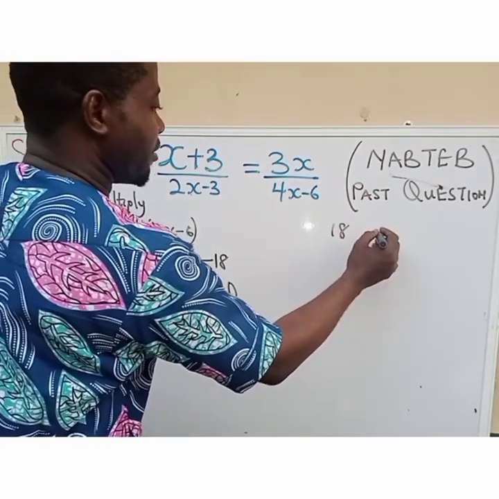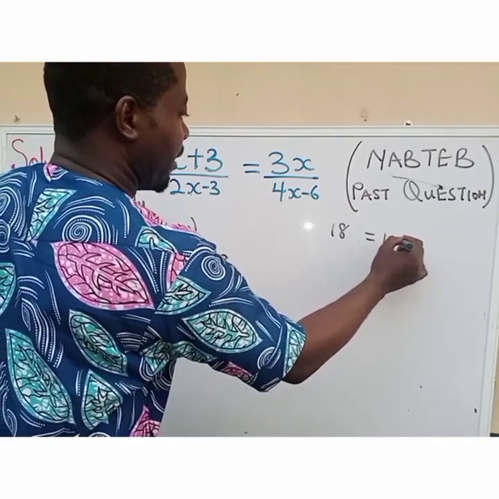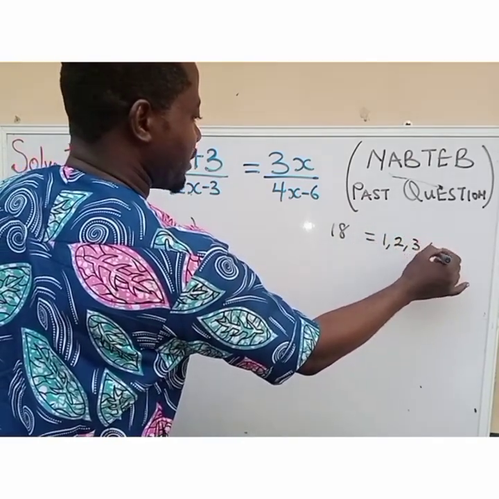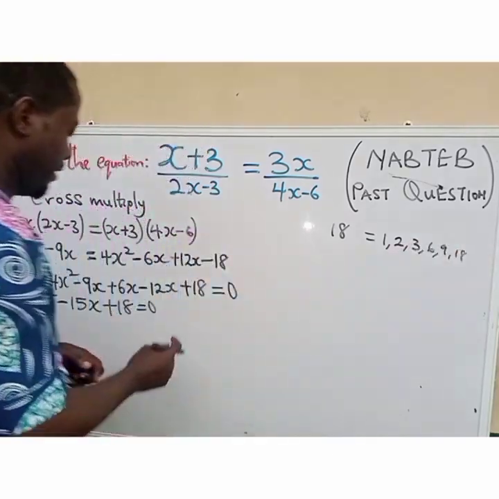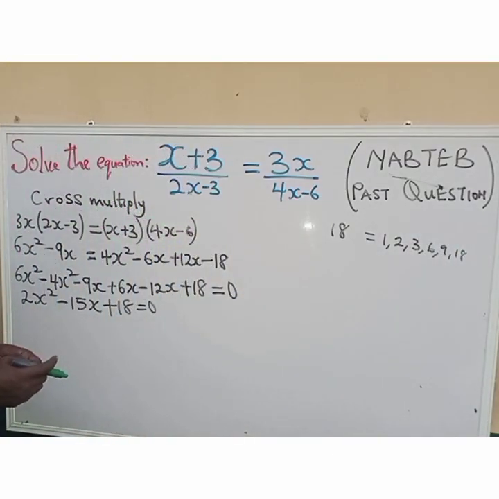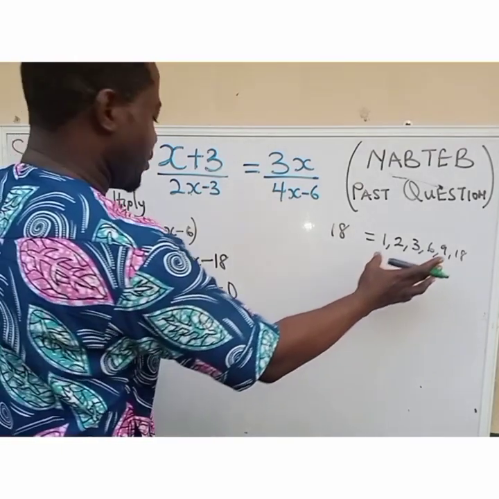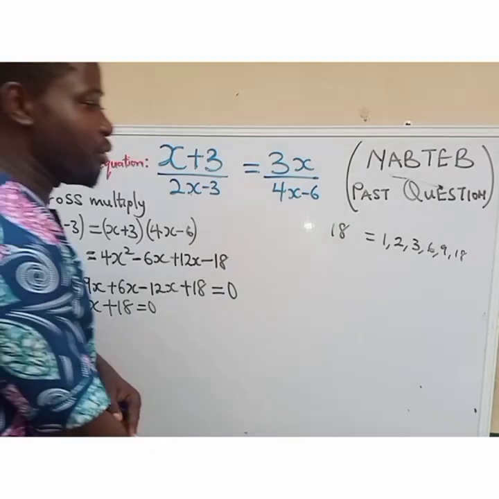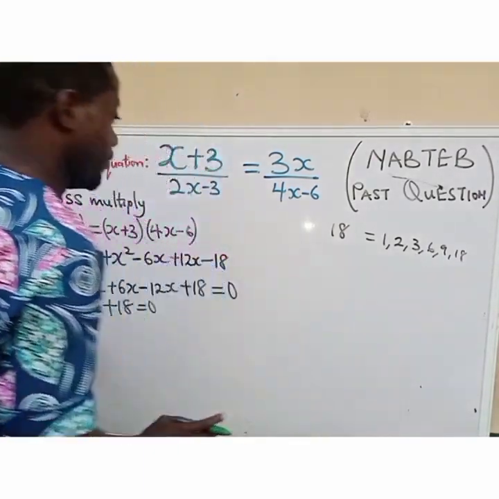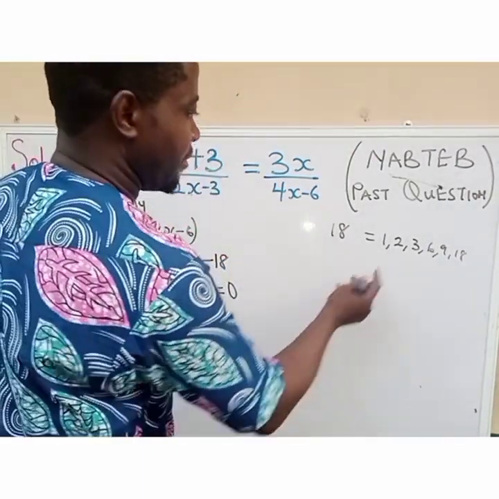What are the factors of 18? I have 1, I have 2, I have 3, I have 6, I have 9, and I also have 18. Do we have any two of them that when we multiply them together is going to give us 18, and also when you add them together, it will give you 15? Do we have any?